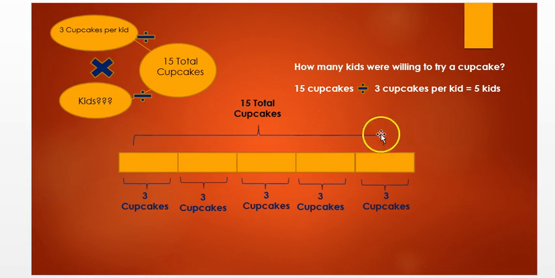This is the exact same thing without the pictures. I've just labeled that I know each section here is representing 3 cupcakes. So I have my 3, 6, 9, 12, 15 total cupcakes. And as you've guessed it, we've got 1, 2, 3, 4, 5 kids who will probably end up in the nurse's office with a stomachache.